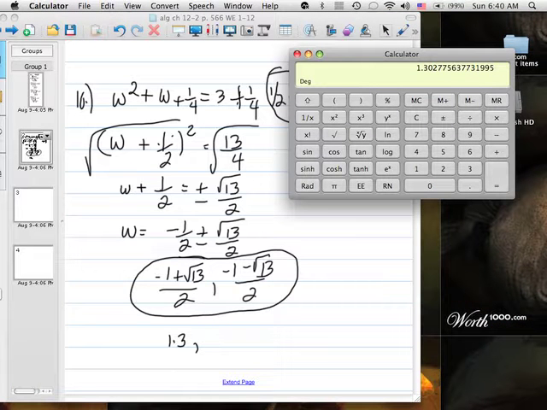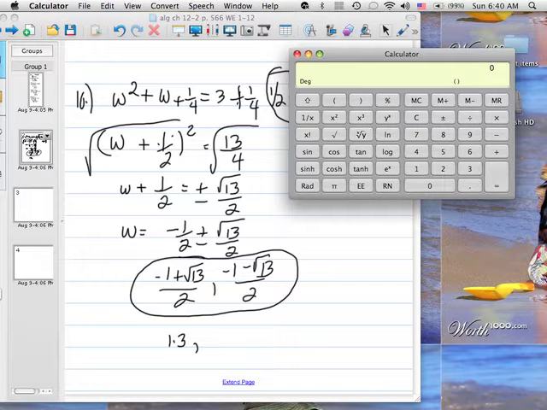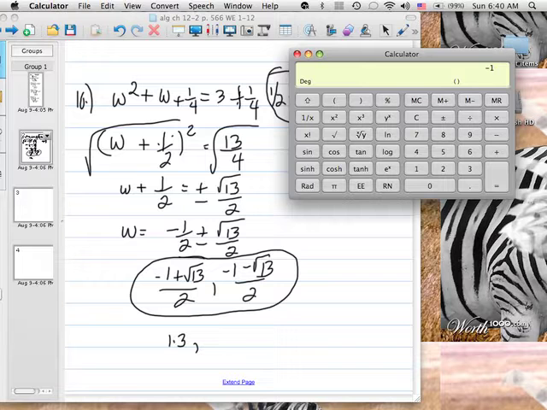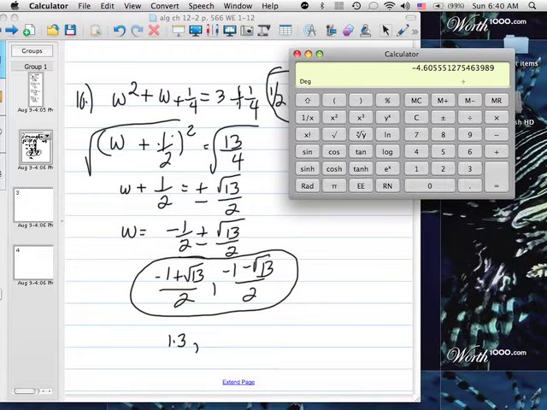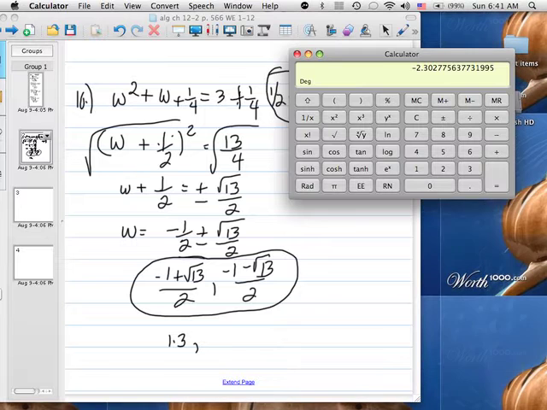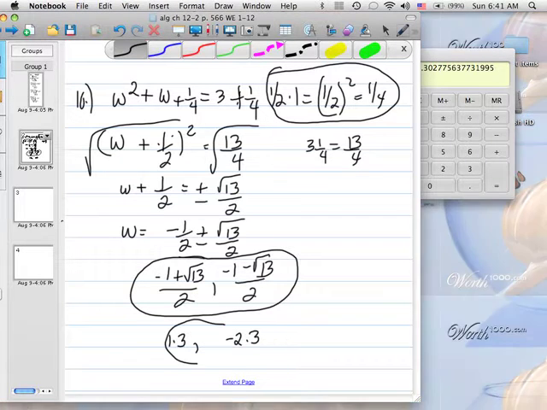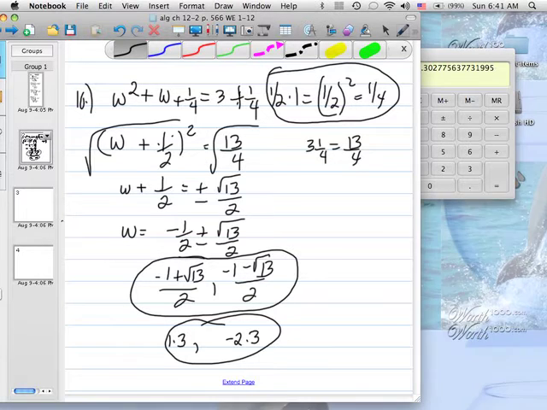And then again with your calculator, make sure you can do this. Clear this out. Parentheses, negative 1 minus the square root of 13, parentheses, divided by 2. And that comes out negative 2.3, which is correct. So we have it in rational form with radicals, and then we have it to the nearest tenth.